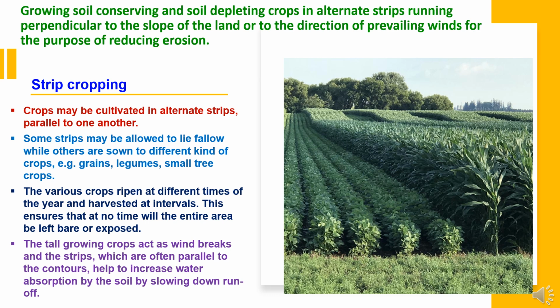Some strips may be allowed to lie fallow while others are sown to different kinds of crops like grains, legumes or small tree crops. The various crops ripen at different times of the year and are harvested at different intervals. This ensures that at no time will the entire area be left bare or exposed. The tall growing crops act as windbreaks, and the strips, which are often parallel to the contours, help to increase water absorption by the soil by slowing down runoff.